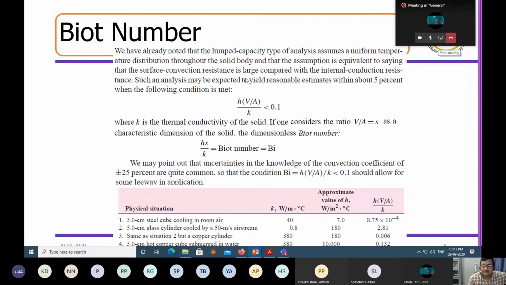What does it say? We have already noted that lumped capacity analysis assumes a uniform temperature distribution throughout the solid body, and that the assumption is equivalent to saying that the surface convection resistance is large compared with the internal conduction resistance. Such an analysis may be expected to yield reasonable estimates within about 5% when the following condition is met. What is the condition? Your Biot number should be less than 0.1.